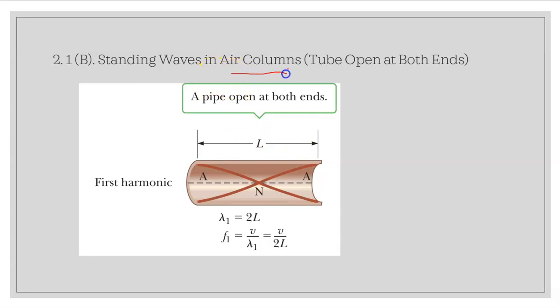Let's look at the first case for standing waves in air columns: the tube open at both ends, where the air is released and both ends are open. This figure shows the first three modes of vibration of a pipe, a pipe open at both ends.